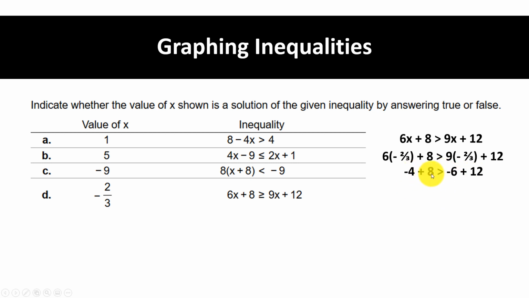Negative 4 plus 8 is a positive 4. Negative 6 plus 12 is a positive 6. So is 4 greater than 6? Again, on a number line, 6 is more to the right than 4. Therefore, it's the bigger number. This is false. Let's try another example.